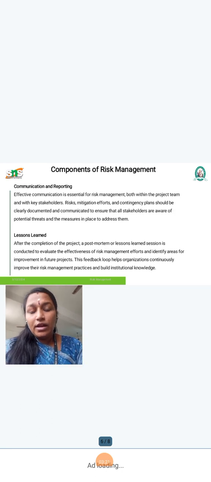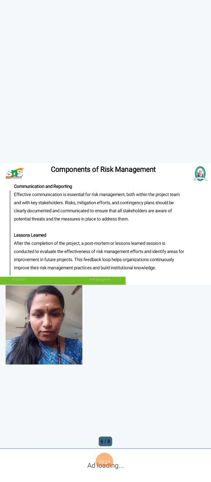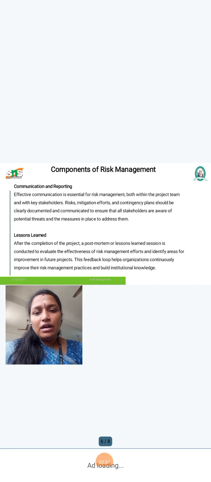Communication and reporting. Effective communication is essential for risk management, both within the project team and with key stakeholders. Risk mitigation efforts and contingency plans should be clearly documented and communicated to ensure stakeholders are aware of potential threats and the measures in place to address them.